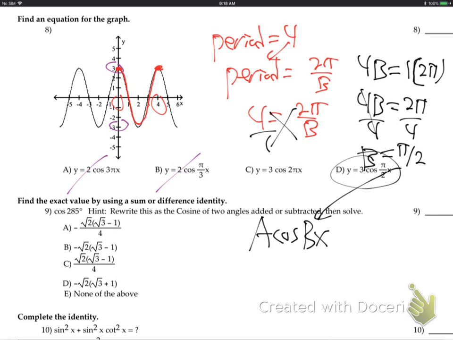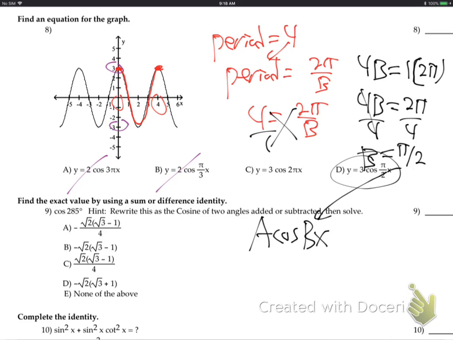All right, number 9. 20 minutes left here. Let's get done what we can. Number 9, cosine 285. Hint. It's always hard ones when you have to give a hint, huh? Rewrite this as the cosine of two angles added or subtracted, then solve. I don't know if this is worth our time. Maybe. I'll try that.